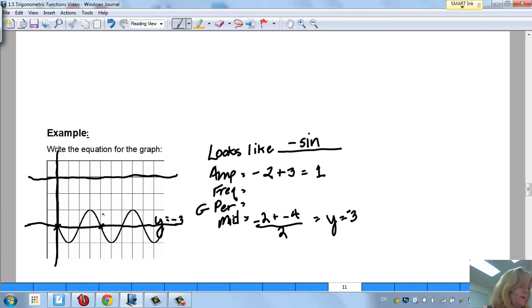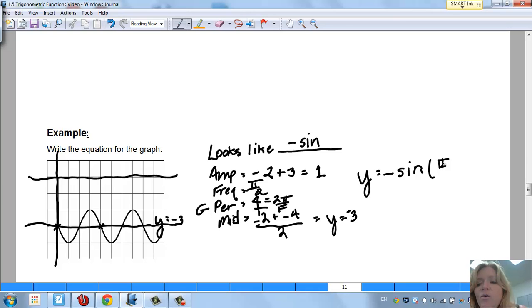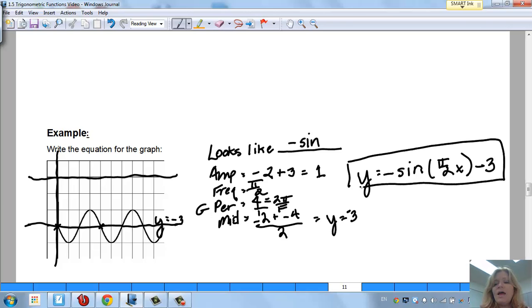How long does it take me to see this? And if you count it, it's 1, 2, 3, 4, so my period is 4. Equals 2 pi over my frequency. Flip their places or cross multiply. I know pi over 2 is my frequency. So this one is y equals negative sine, because the amplitude is 1, pi over 2x, minus 3 because that's the midline. Okay, now that gives you a couple of examples of how you find equations.